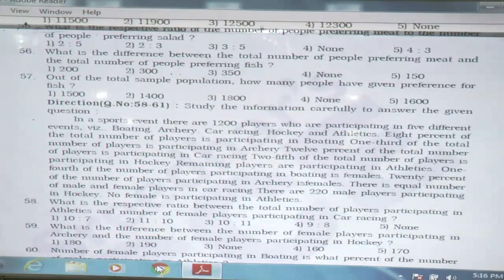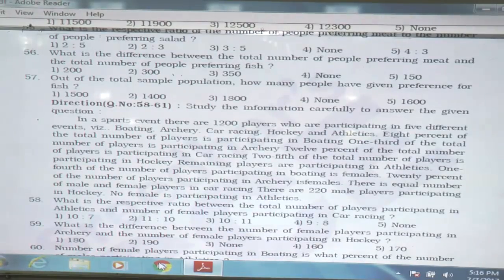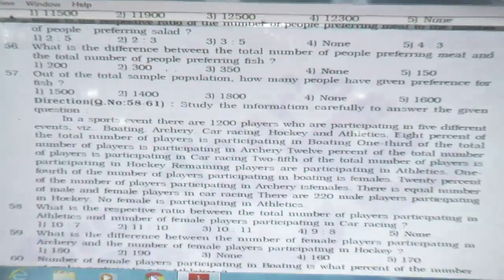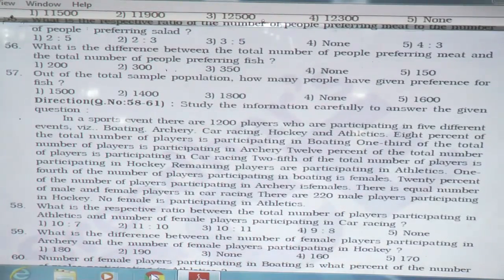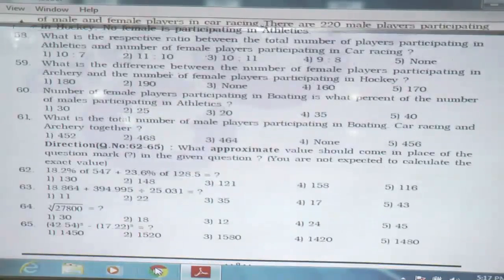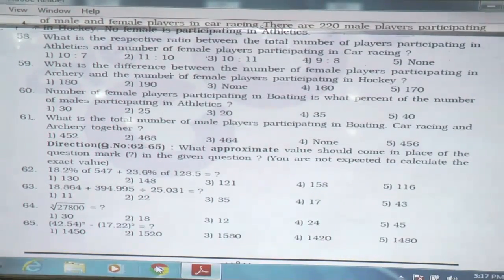58 to 61. Just have a look. 1200 players. 5 different events. 8% players are in boating, 1/3 of the total number of players participating in archery, 12%. So only one game and then combination of 2 games or combination of 3 games, like that. So this also should be easy one. 60 to 65 approximation. Cube root is there, but that is also okay, no problem.